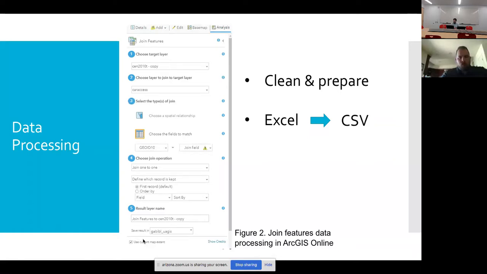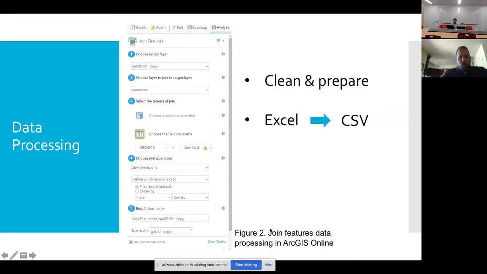So, data processing. After collecting the data, I cleaned it and prepared it. As I said, most of it was in Excel format, so I exported it to a CSV in order to project it to ArcGIS. And to do this, I had to join on a common feature, which was the census tracts.